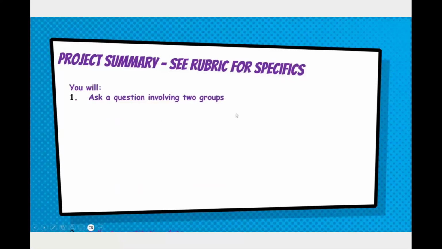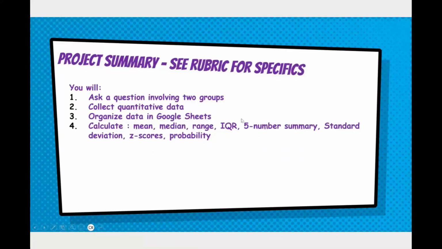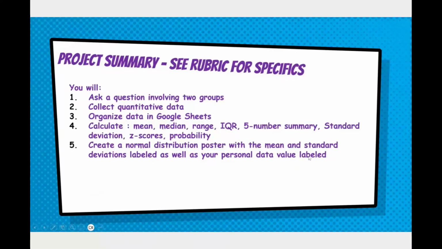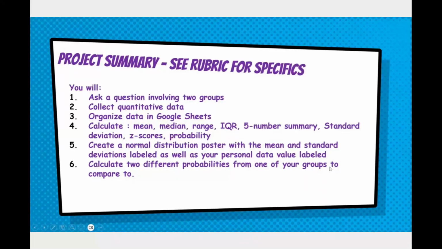But you can see rubric for specifics, but you're going to start by asking a question involving two groups, which you should have already done. Collect quantitative data, which you should have already done. Organize data into a Google Sheet, which you should have already done. Calculate mean, median, range, IQR, 5-number summary, standard deviation, z-scores, probability, which you should be in the process of doing. Creating a normal distribution poster with the mean and standard deviations labeled, as well as your personal data value labeled. Everything that we've done so far with this heights example.